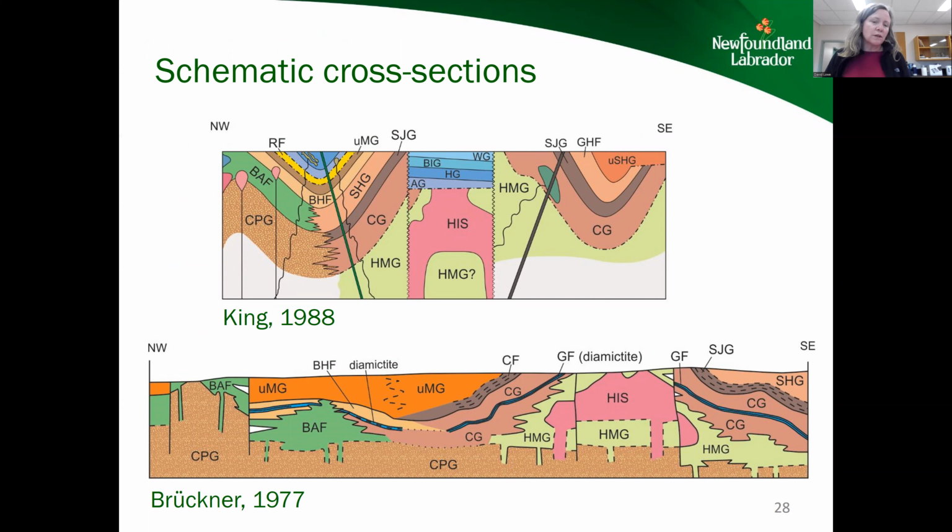There's an earlier proposed model, that of W.D. Brückner in 1977, who recognized potential tillites, as he called them, within the Musgravetown Group, and proposed that they could be correlative to the Gaskers, and it seems he was correct.